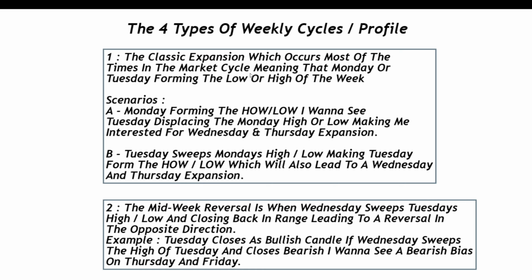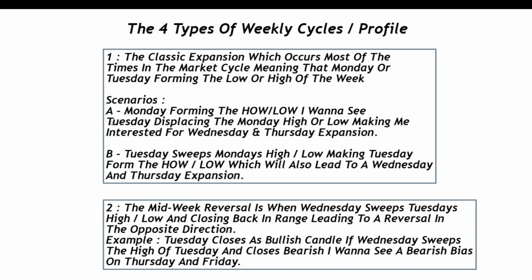The first one is the classic expansion, which occurs most of the time in the market cycle, meaning that Monday or Tuesday forms the low or high of the week. This forms 60 to 70% of the time throughout the weeks. The way you can use it in 2 scenarios is if Monday is forming the high of the week or low of the week, I want to see Tuesday displacing the Monday high or low, making me interested in a Wednesday and Thursday expansion.